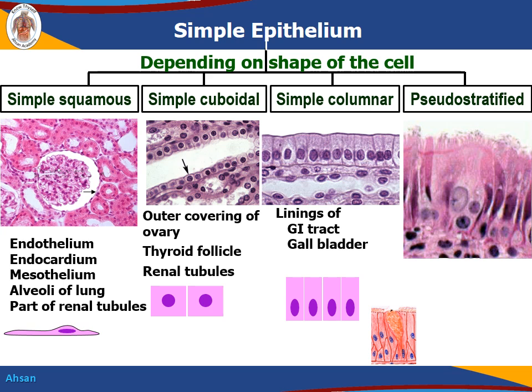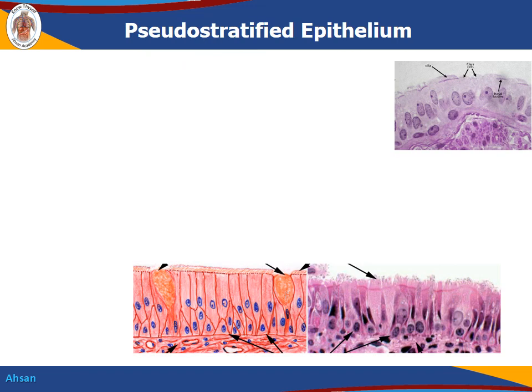Pseudo-stratified, you can see the diagram. Cells are in a single layer, but because of the difference in adjacent cell shapes, the nucleus lies at different levels. So in stained areas, it seems to be multi-layered cells. It is present in the lining epithelium of the respiratory tract and the reproductive tracts. Pseudo means false. This is a single layer of cells, but on staining it seems to be multi-layered. That's why it is known as pseudo-stratified.